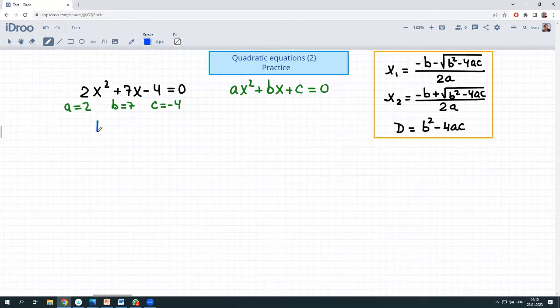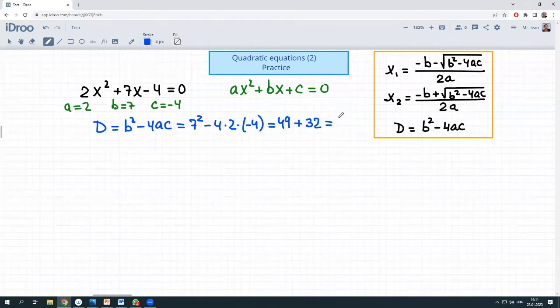And let's first calculate the discriminant. D is equal to b squared minus 4ac, which is 7 squared minus 4 times 2 times negative 4, and it would be 49 plus, eventually minus by minus, 16 times 2, 32, which is 81. It's easy to take the root of it, okay?